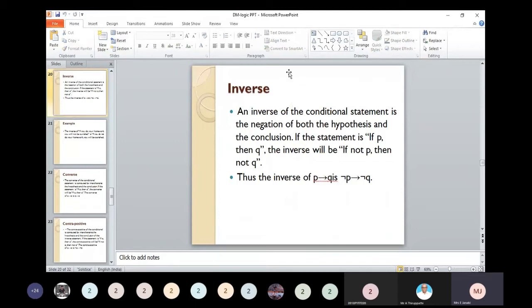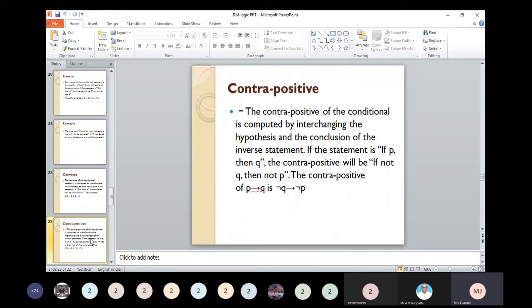The inverse of the conditional statement. So to find the inverse, converse, or contrapositive, the three definitions are applicable only to what? A conditional statement. Whenever the given statement is a conditional statement, then only can we write the given statement in the inverse form, converse form, or contrapositive.